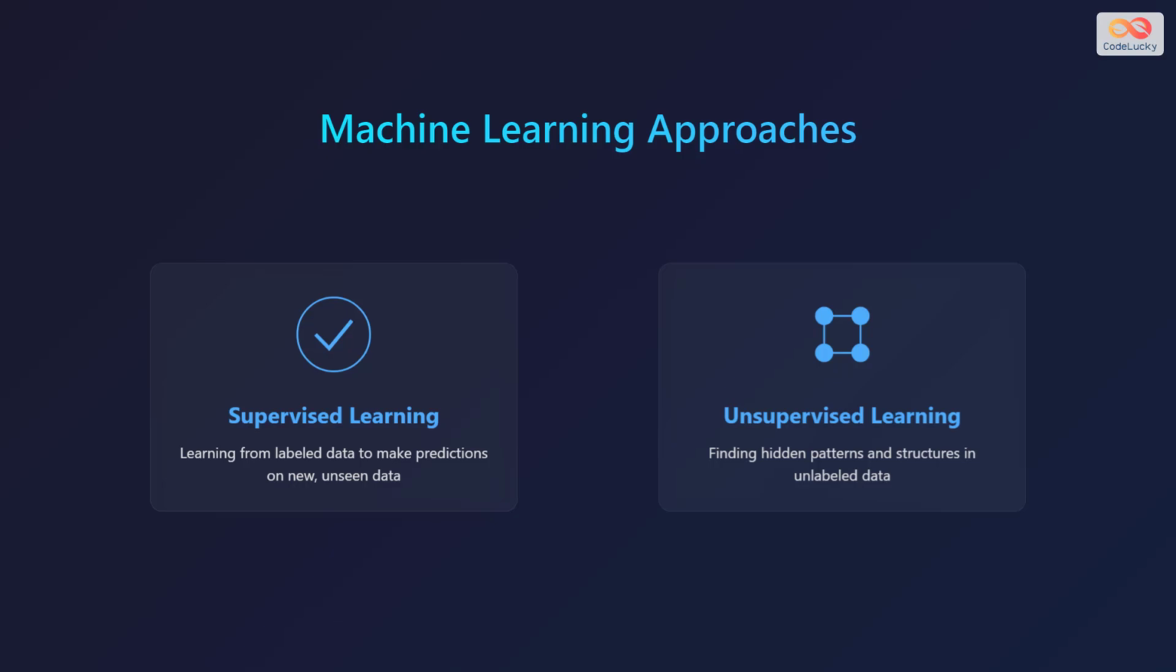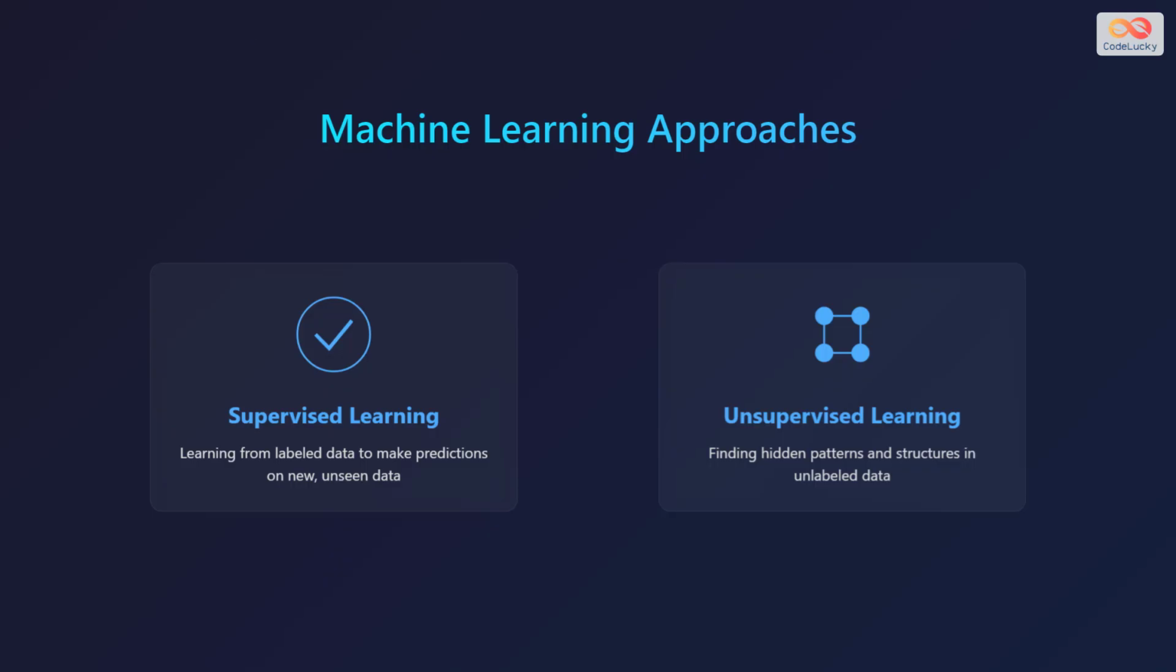In the realm of machine learning, there are primarily two main approaches to tackle different kinds of problems. These are supervised learning and unsupervised learning. First, let's understand supervised learning. Supervised learning involves training a model using labeled data.